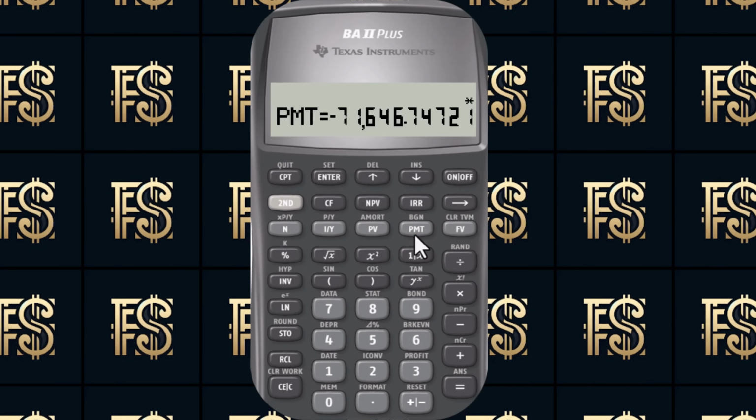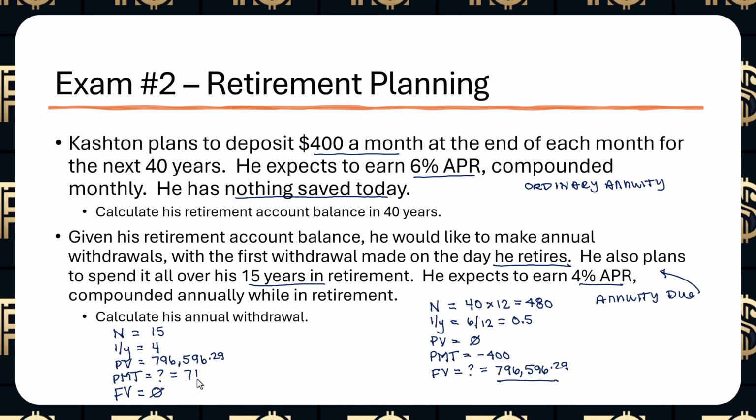Now, again, we treated this like an ordinary annuity. We did not change our calculator from end to beginning mode because we don't want our calculator to be stuck in that framework. And what we found is the annual payment, assuming he makes these withdrawals at the end of every year for the next 15 years. But we're going to adjust it, so let's go ahead and write this answer down. $71,646.75.